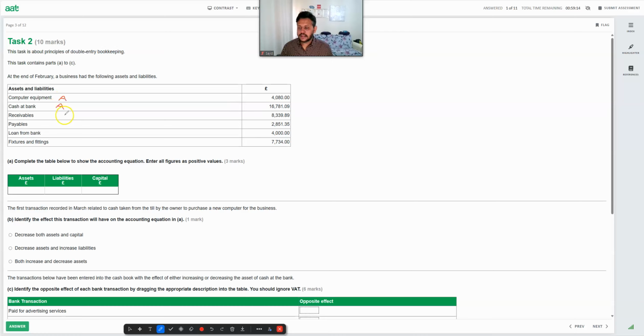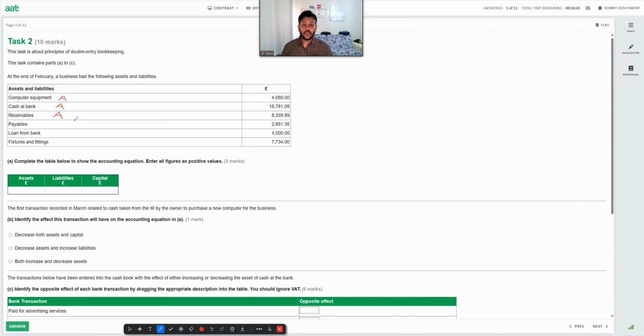Receivables means the outstanding credit customers. So the people who buy from you and say I'll pay you later. If someone says I'll pay you later, you call them my asset, because in future you're going to pay me something. Until the last day you make the payment, you are my asset. So receivables is an asset.